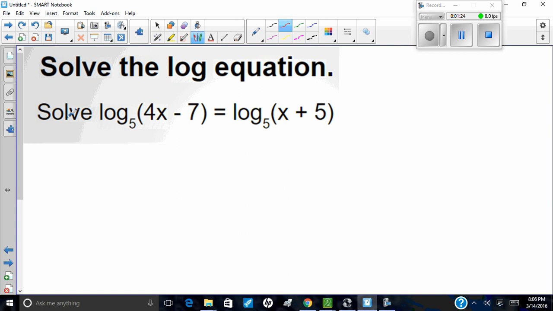All right, here's our first equation, so go ahead and write it down. We want to solve the equation log base 5 of 4x minus 7 is equal to log base 5 of x plus 5. Okay, the first thing I want to do is identify the base on the log. I notice that our logs both have the same base. They're both a base of 5.